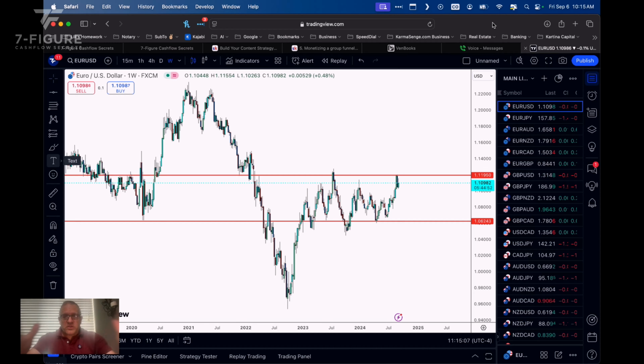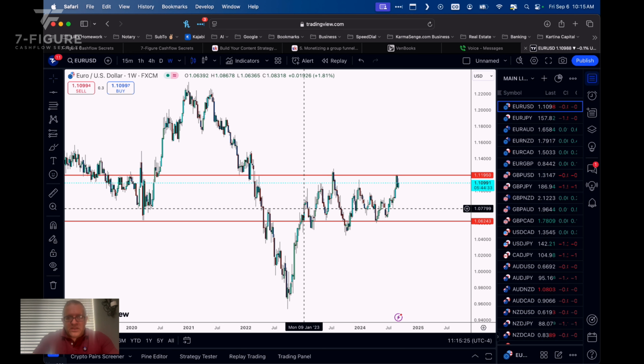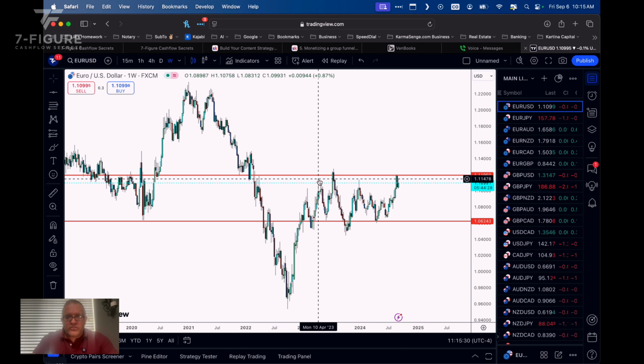Hey guys, just wanted to go over a couple of things that I am seeing in the markets. As traders, the way that I trade, and the way that I teach people to trade, is we want to look for consolidation, especially consolidation. So right now I'm on the euro dollar, on the weekly time frame.